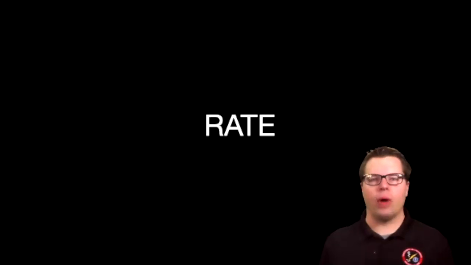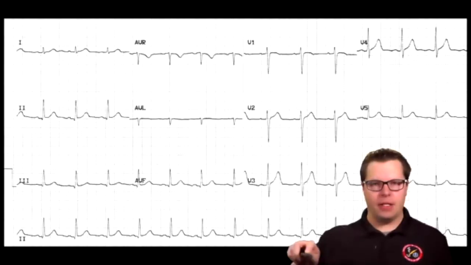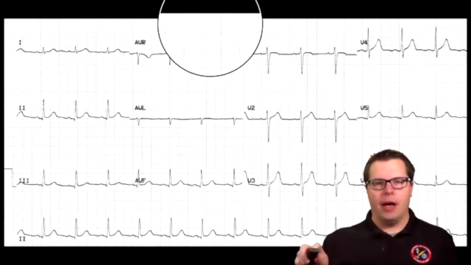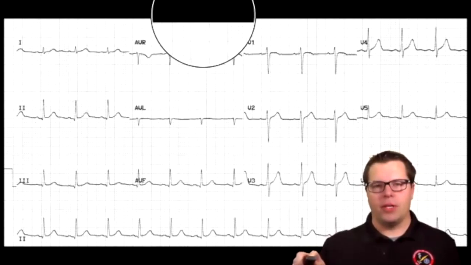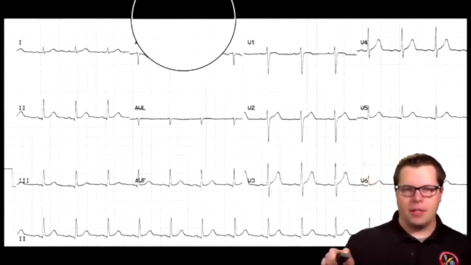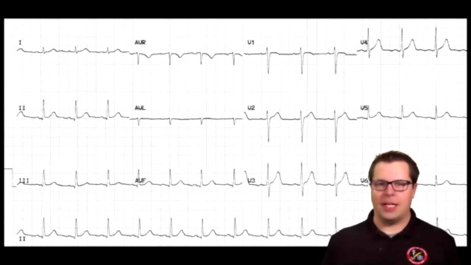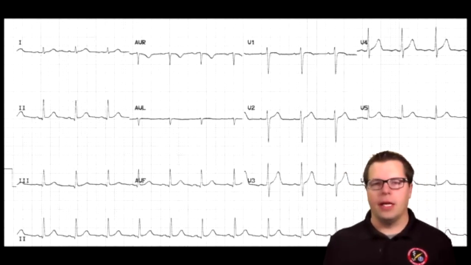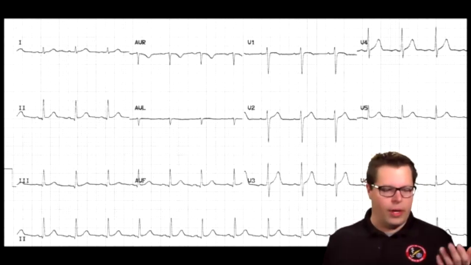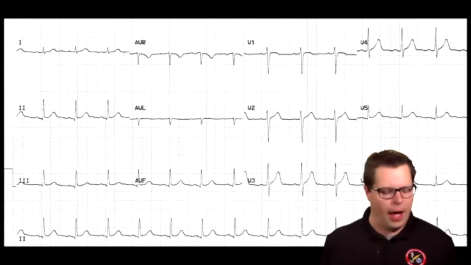Rate. Let's talk about the rate. How do you calculate a rate? Well, the easiest thing is you look at the top of the EKG, where there's a bar that says ventricular rate, and you go with that. It says 70, it says 110, it says 160. That is a good way to determine the rate.